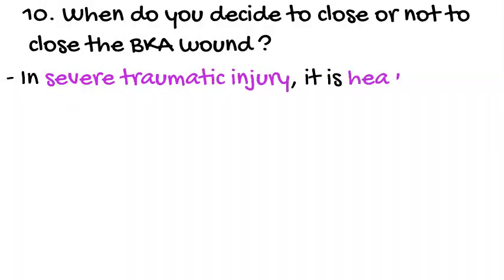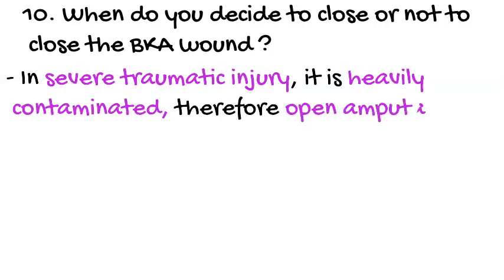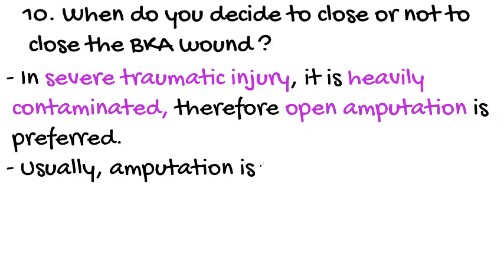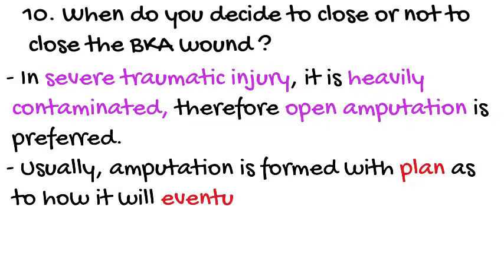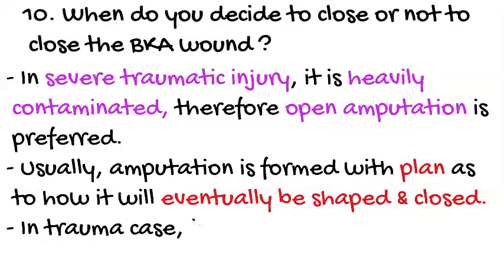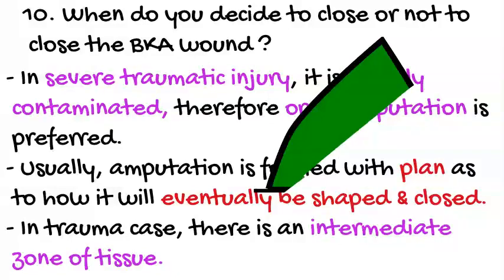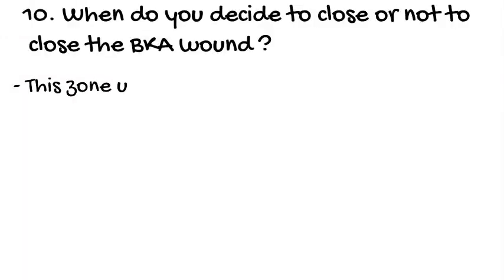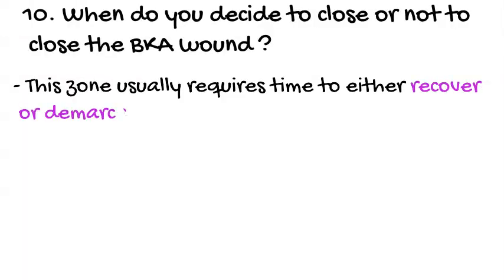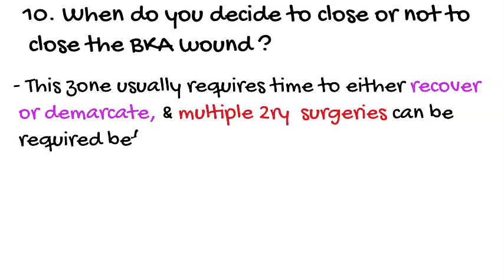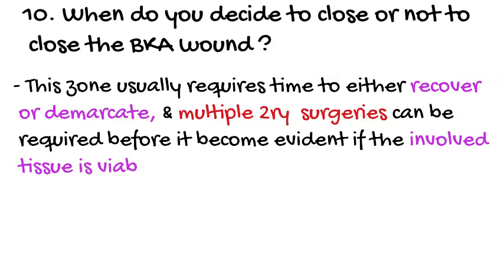In severe traumatic injury, the wound is heavily contaminated. Therefore, open amputation is preferred. Usually, the amputation is formed with a plan as to how it will eventually be shaped and closed. In a trauma case, there is an intermediate zone of tissue injury. This zone usually requires time to either recover or demarcate, and multiple secondary surgeries can be required before it becomes evident whether the involved tissue is viable or must be removed.